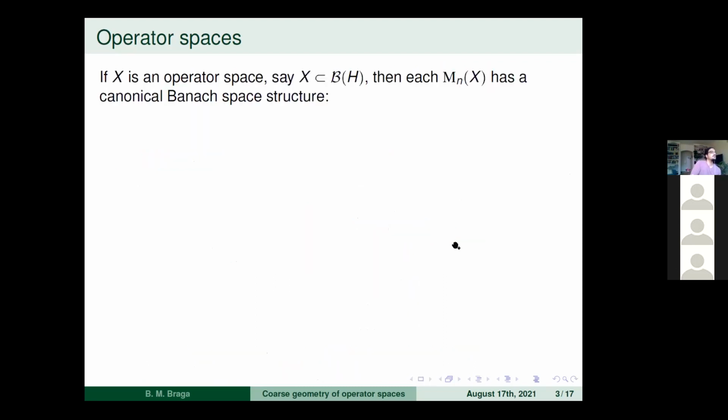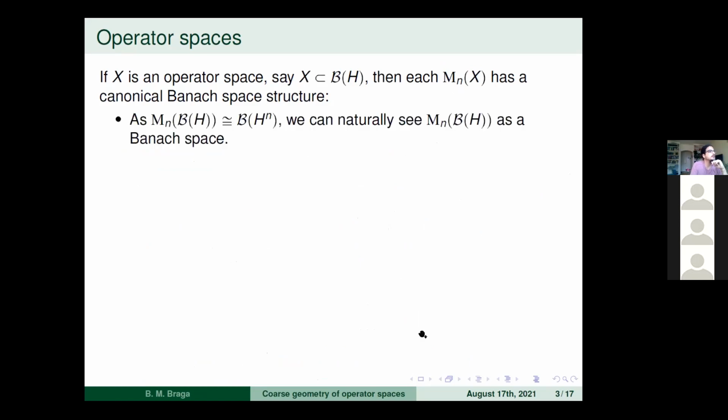Okay, so now let's say that you actually start with an operator space, sitting inside of some B(H). Now you are looking at the matrix spaces over X, and you want to see each one of those as a Banach space. So you also want to have some norm on this space. And this is done in a very natural way. So since X is sitting inside of B(H), okay, so we look at this B(H).